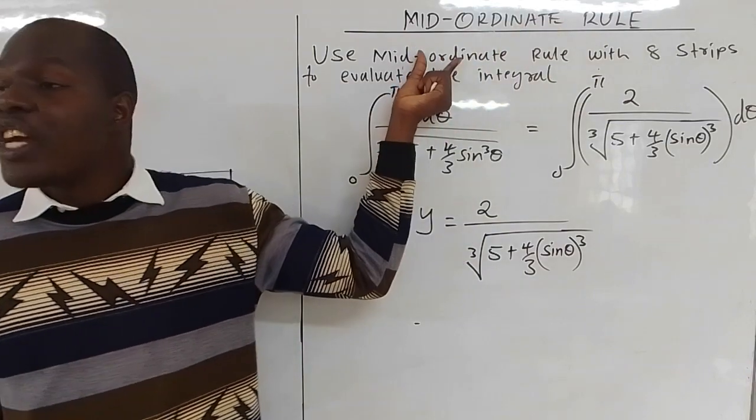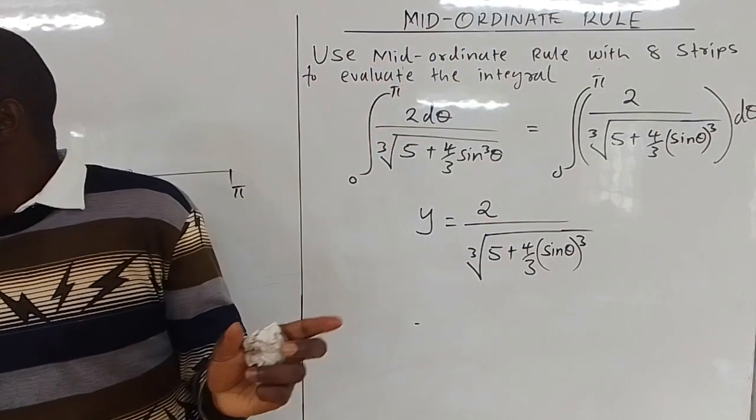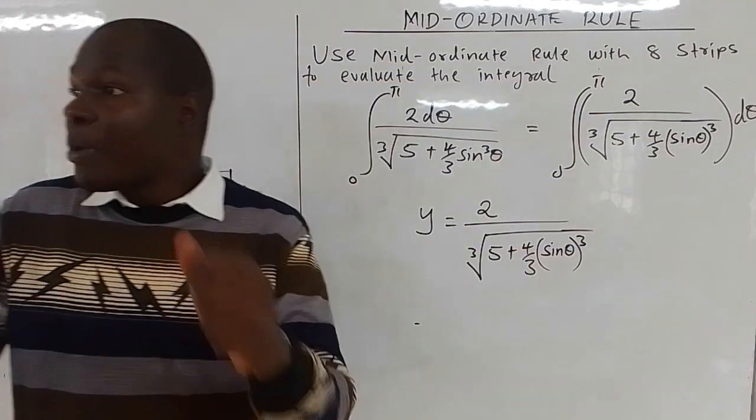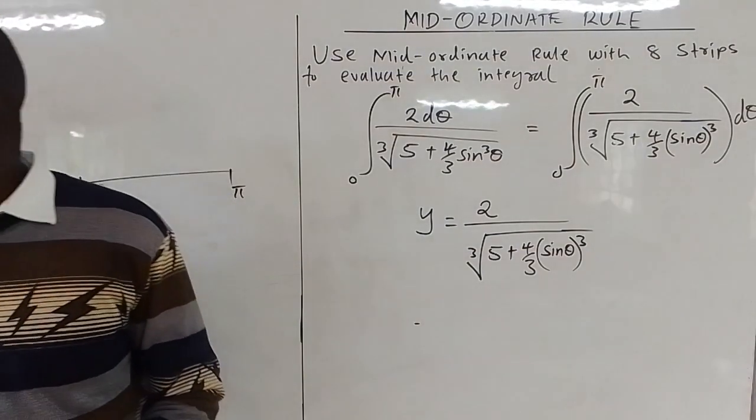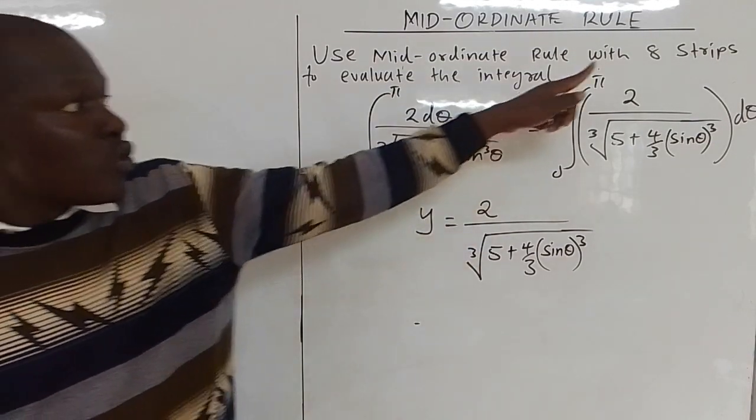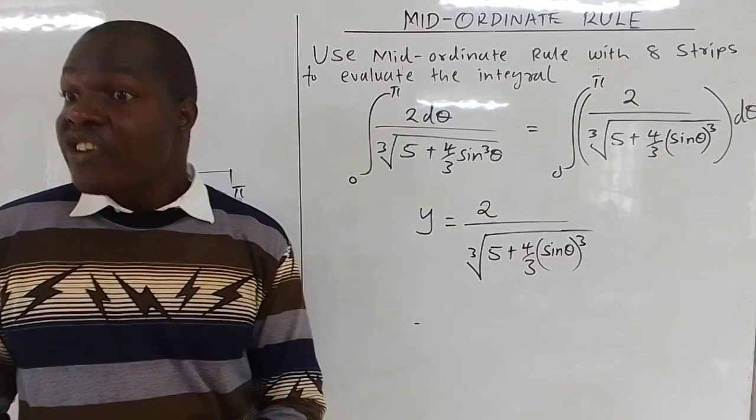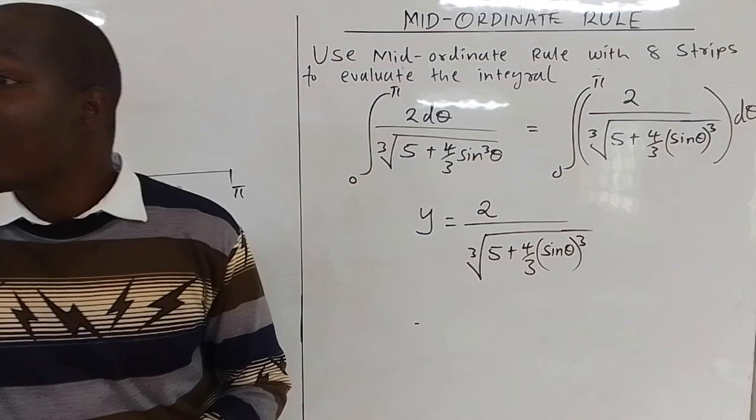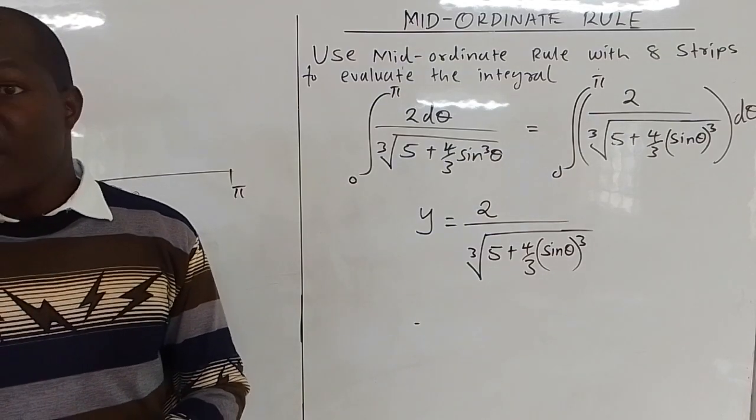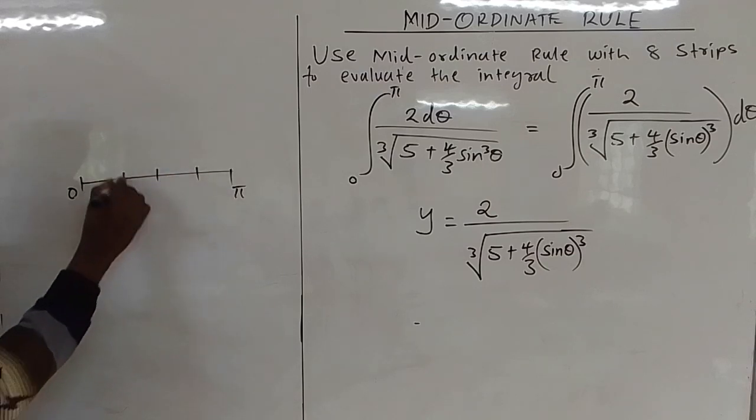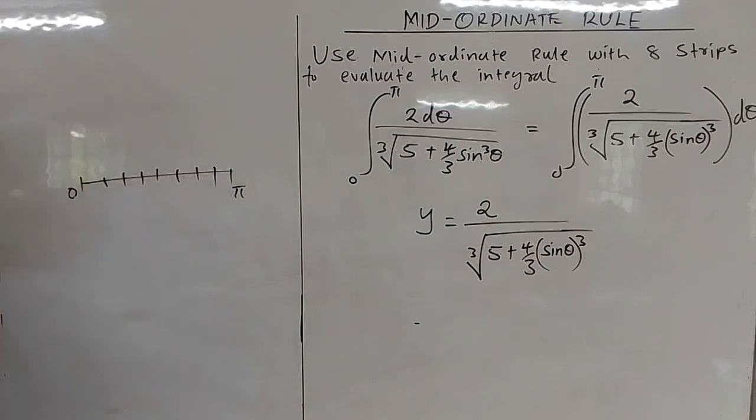Before I go to mid-ordinate rule, I need to have the intervals h before I know which rule, whether it is mid-ordinate, trapezoidal, or Simpson. I need to know the size of h. Are you seeing that? So you'll be told to use 8 strips, isn't it? Strips means parts, meaning you'll be told to divide it into 8 parts. So you are starting from 0 to pi, and you'll be told to divide it into 8 parts.